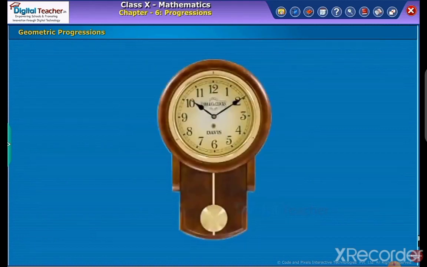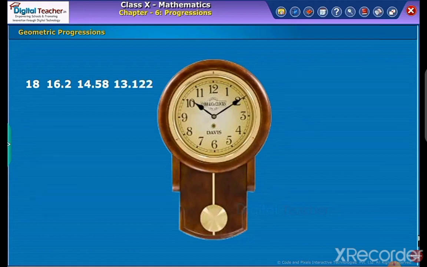Let us consider a pendulum which swings through an arc of 18 inches. On each successive swing, the length of the arc is 0.9 times the previous length. So the length of the arc at the first, second, third, and so on swings will be respectively 18, 16.2, 14.58, 13.122 and so on. And the list of numbers is in GP, since the common ratio between two successive terms is the same.